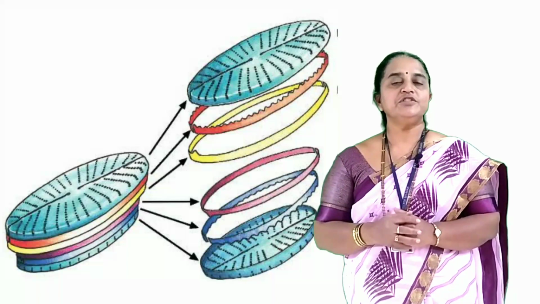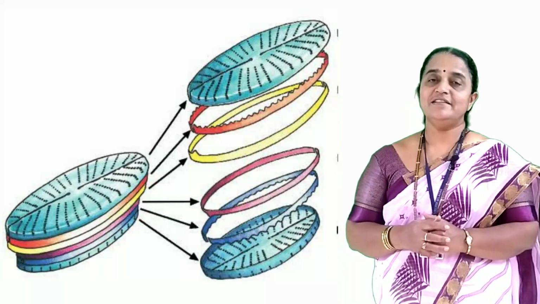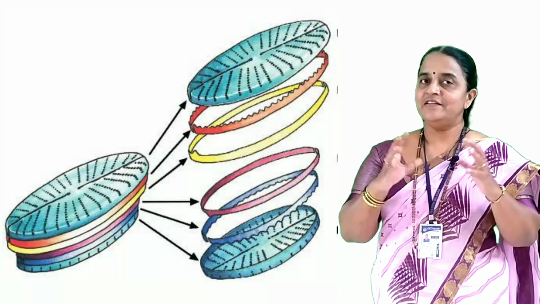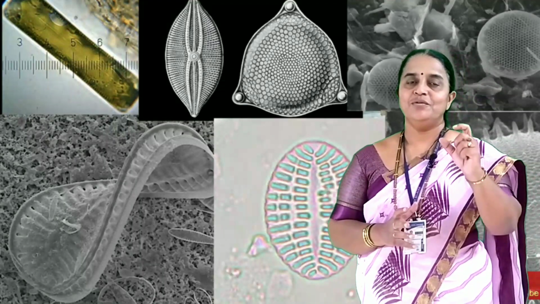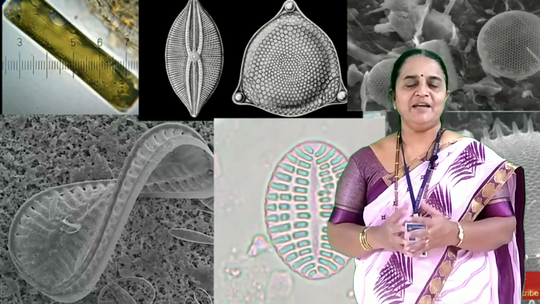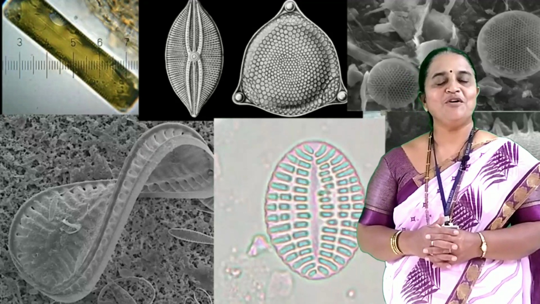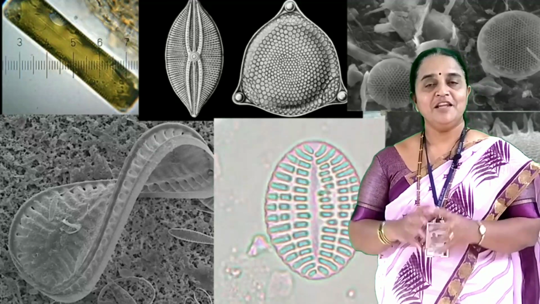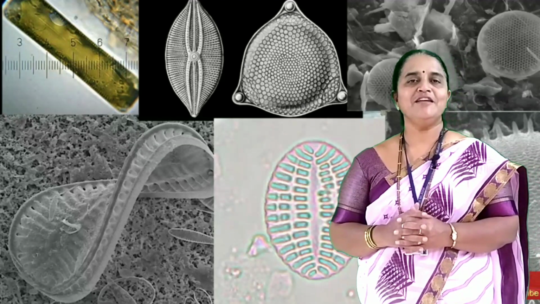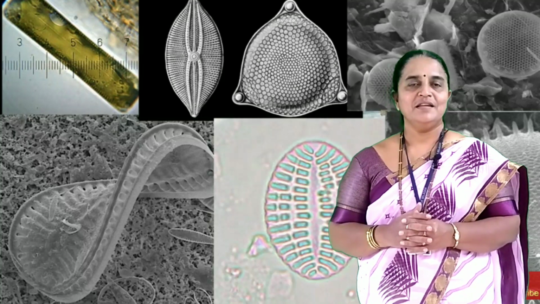Now, due to deposition of these silica particles, it shows nice designs. So, a name is given. It is a nickname. These are called jewels of plant kingdom. They look like ornaments if you magnify under a microscope.